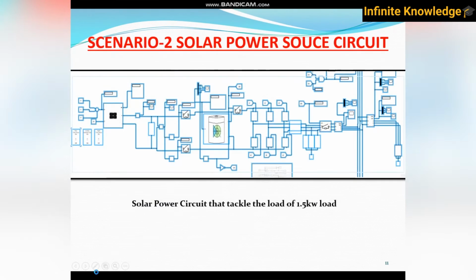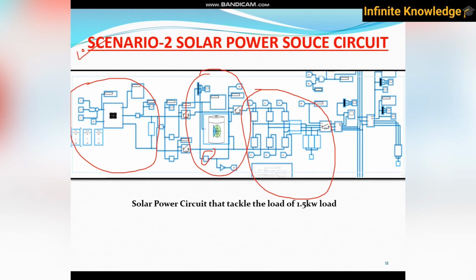So what is the second scenario? The second scenario is the solar power source circuit, in which you supply your load totally depending on solar. I have already explained this circuit. I have highlighted the solar circuit, and this is the solar energy, the solar cell that charges your battery. After the battery is charged to about 30%, it allows the inverter to turn on and supply the total load through these breakers.